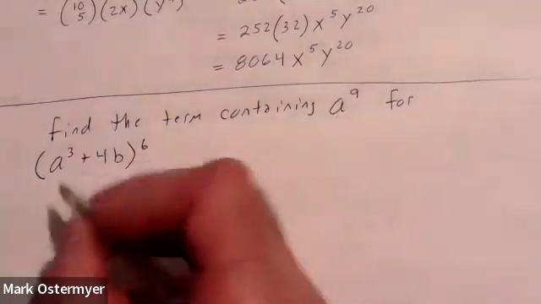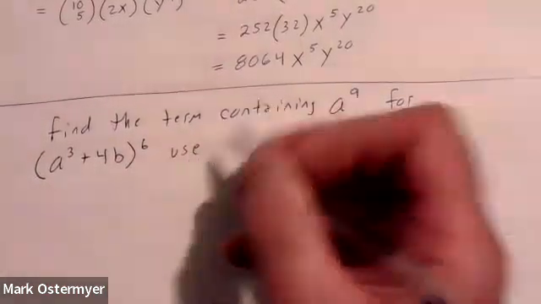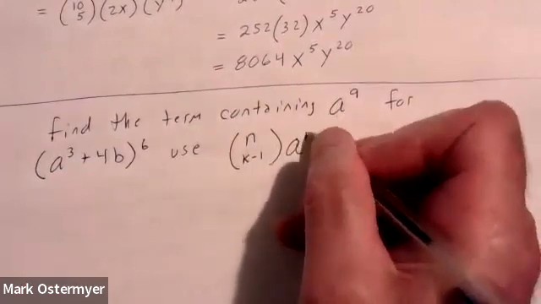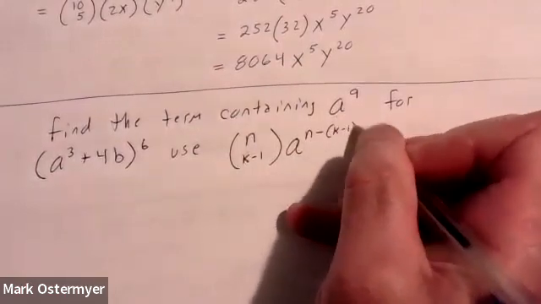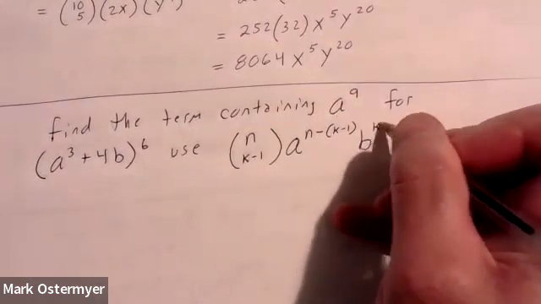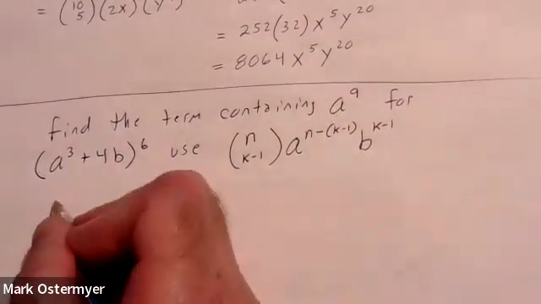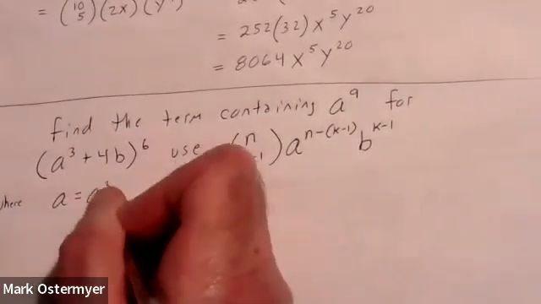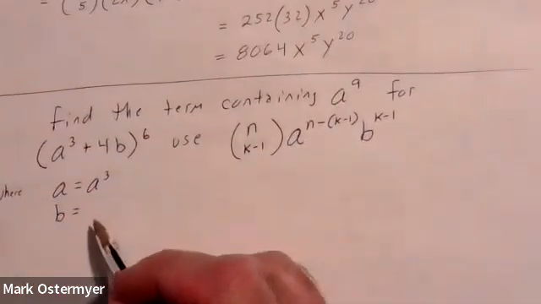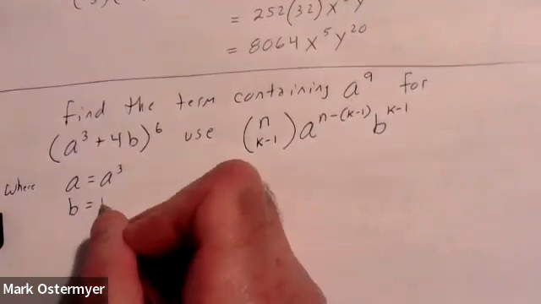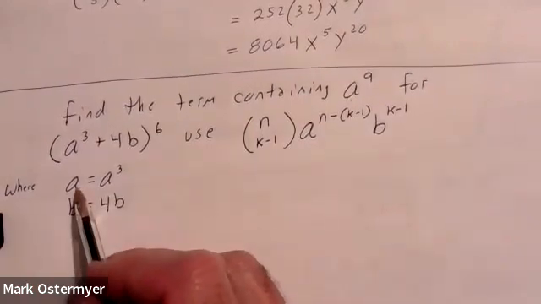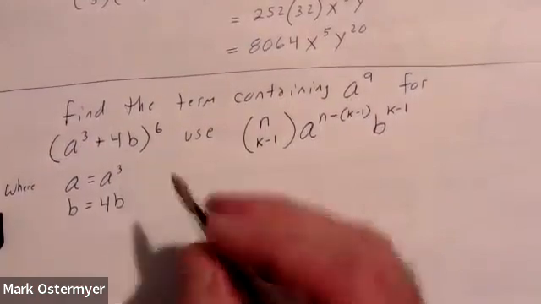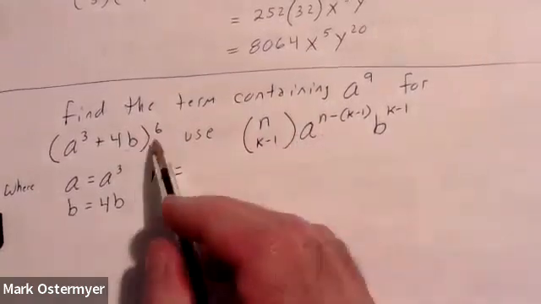All right, so here's what we're going to do now. We're going to use our formula, n choose k minus 1 times a raised to the n minus k minus 1 power times the second term b raised to the k minus 1 power. Now, our first term of our binomial is a cubed. Our second term, which I'm generically calling b, is 4b. My first term, generically I call it a, is a cubed in this case. My second term is 4b. What's n? N is the power the binomial is being raised to, which is the 6th power.